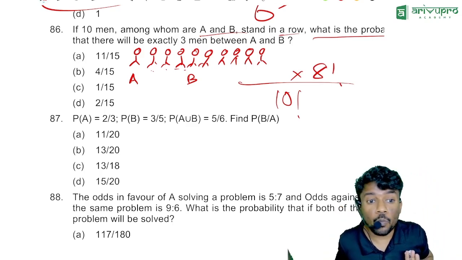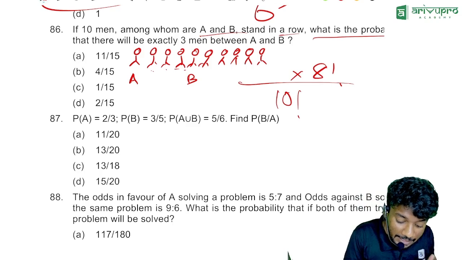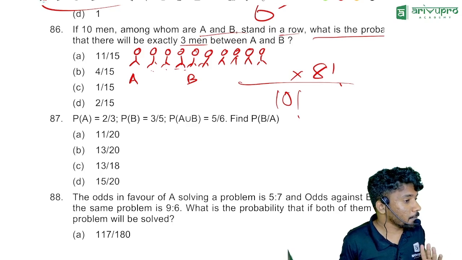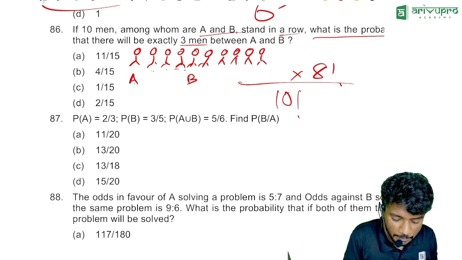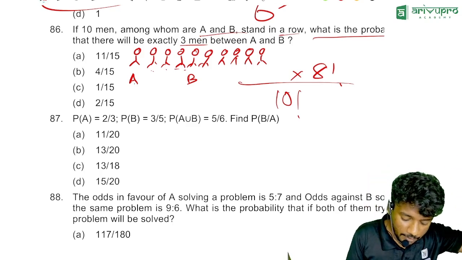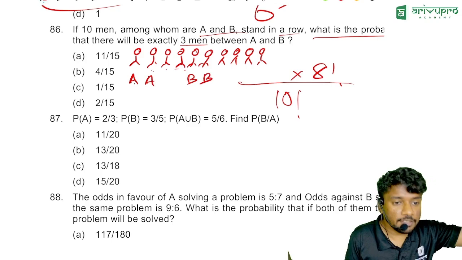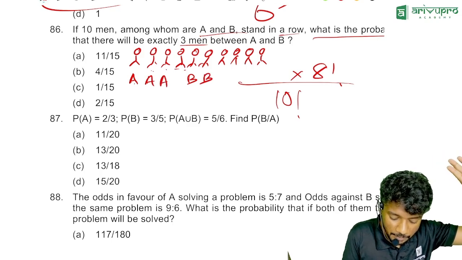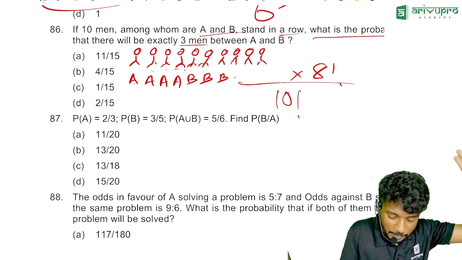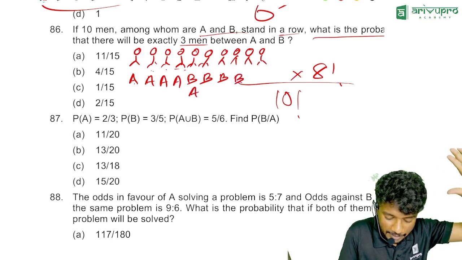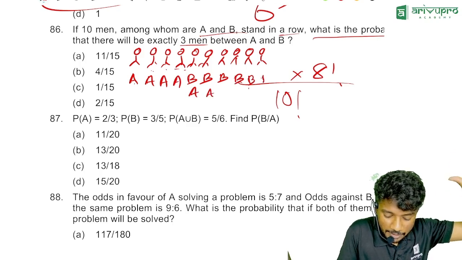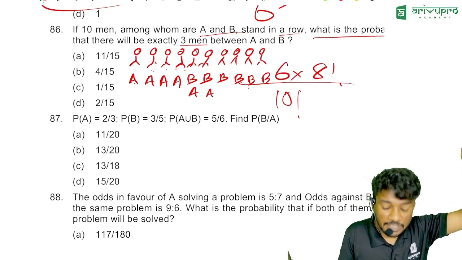Now, one more thing. They are telling one more condition to us, and the condition is very simple. 3 men should be between A and B. So if A is sitting here, B should be here, right? That is one case. Second case: if A is sitting here, then B should be here. Third case: if A is sitting here, B should be here, with 3 people in between. Then if A is sitting here, B should be here. Then if A is sitting here, B should be here. So 6 cases, so 6 into 8 factorial.